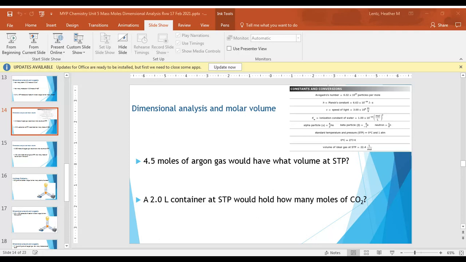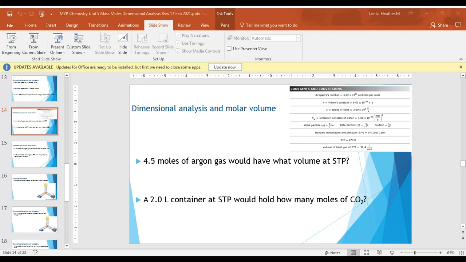I want to turn my moles into volume. I'm going to put liters on top because liter is a unit of volume. We know that there are 22.4 liters in every 1 mole. 22.4 liters in 1 mole of an ideal gas at STP. So we can cancel out moles on top and moles on bottom.